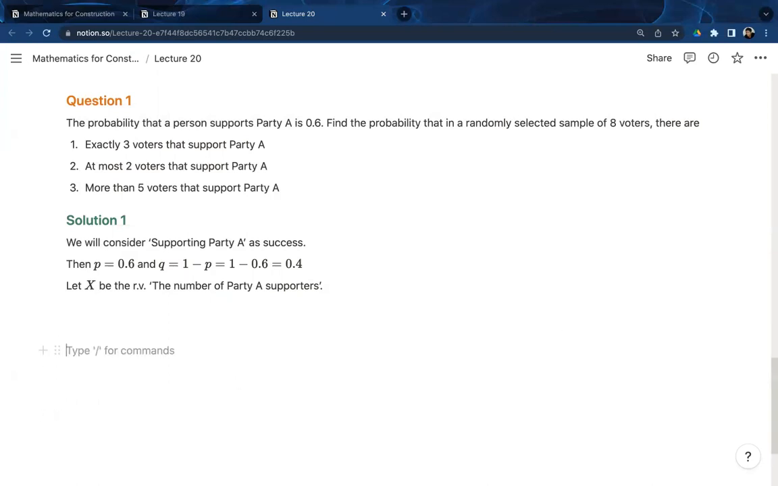So X is binomially distributed. Could write something like this here. X is distributed binomially with parameters 8 and 0.6. N is the number of independent trials. It's independent because one person supporting a party doesn't really affect another one. We're assuming that, right? We know people could change their mind on these things.